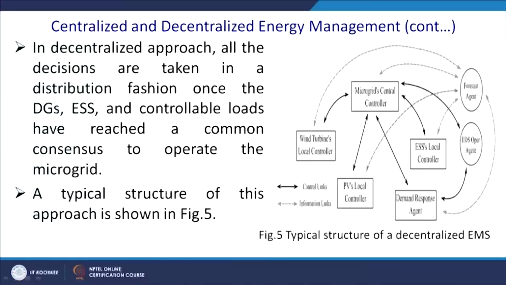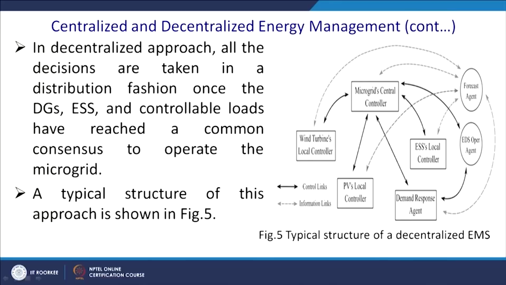But if the data are huge, it will take huge time to compute. For this reason, we require the decentralized approach in a little bigger system. Whereas in a decentralized system, all the decisions are taken in a distributed fashion once DGs, ESS, and controllable loads have reached a common consensus on what should be the mode of operation in a microgrid, whether it will be islanding mode, whether it will be grid connected mode, whether it will be VF control in case of the AC microgrid, whether it will have PQ control.